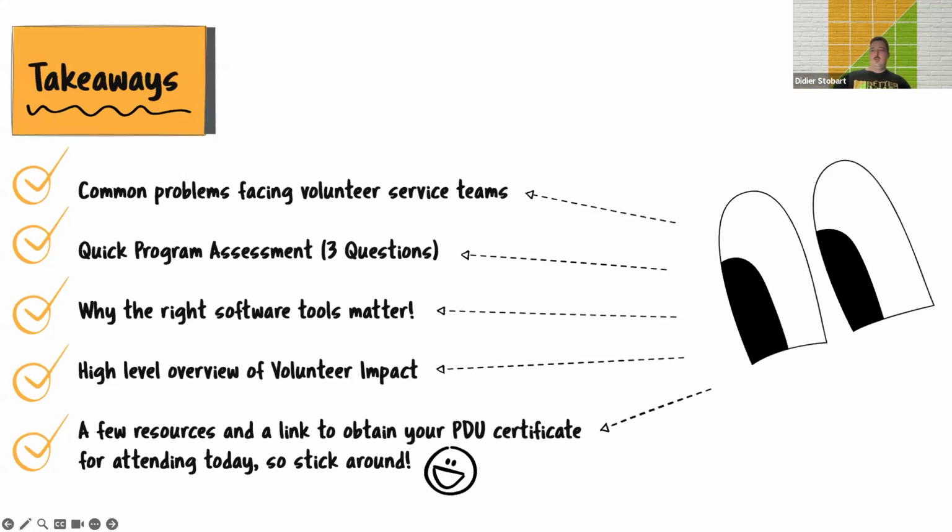Basically, I'll be asking you 3 different questions that you can answer in the chat, just so you can get an idea of the similar issues facing other organizations. We'll be exploring why the right software tools matter. We'll be looking at a high-level overview of Volunteer Impact and going through a bit of a demo, showing you our end-to-end volunteer management system. A couple of resources that I'll be sending you at the end, and a PDU certificate for attending today. So stick around for the end for that certificate.